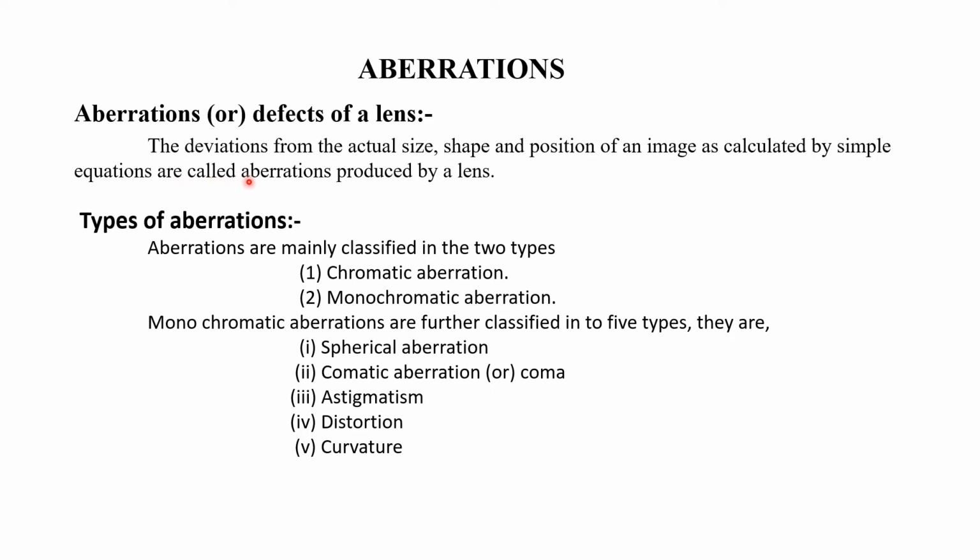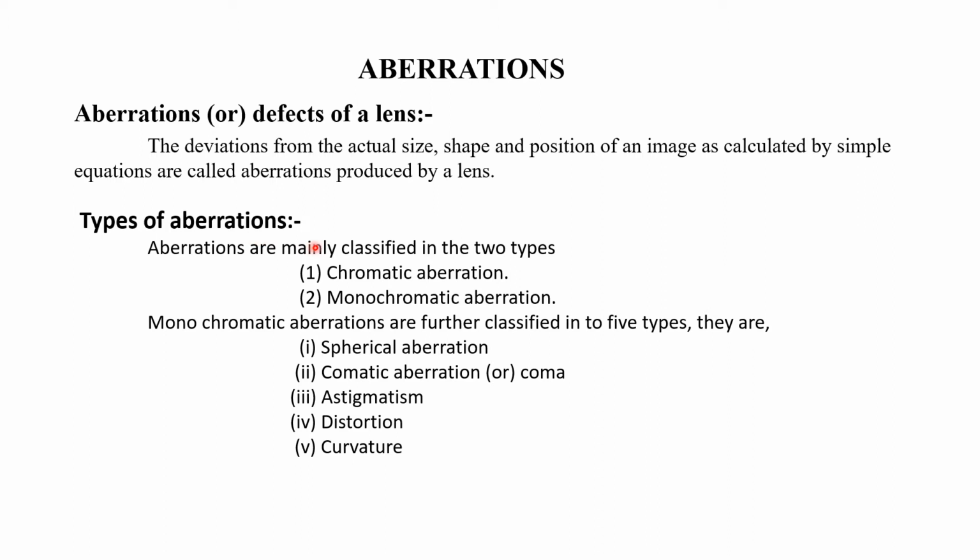The most commonly occurred defects in the images formed by the lens or lens system are blurring in the image, and the size of the image is not the same as the object. The shape of the image is not the same as the object, and the location, that means the distance of the image from the lens, is not the same as the object. So these are all counted as defects, aberrations.